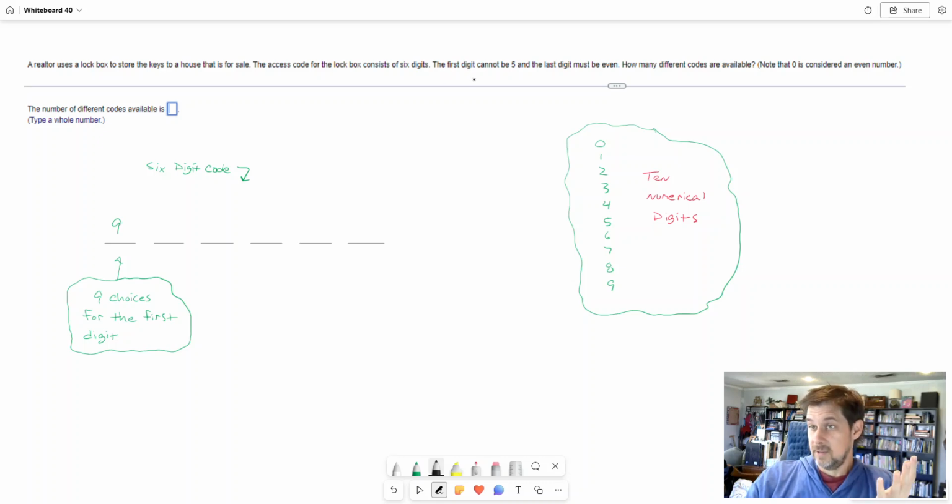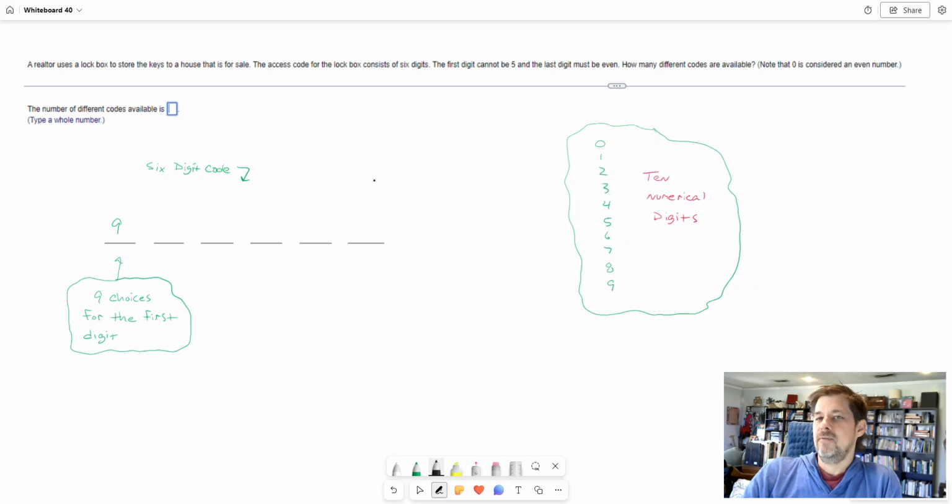It says the first digit can't be a 5. I don't know why that is, but that's what it says. Okay, and it says the last digit must be even. Again, I don't know why that is, but that's what it says. That's what we got to work with. All right. Okay. So let's see.